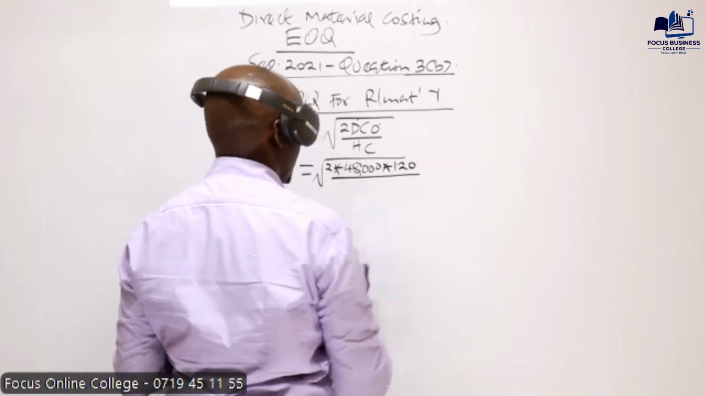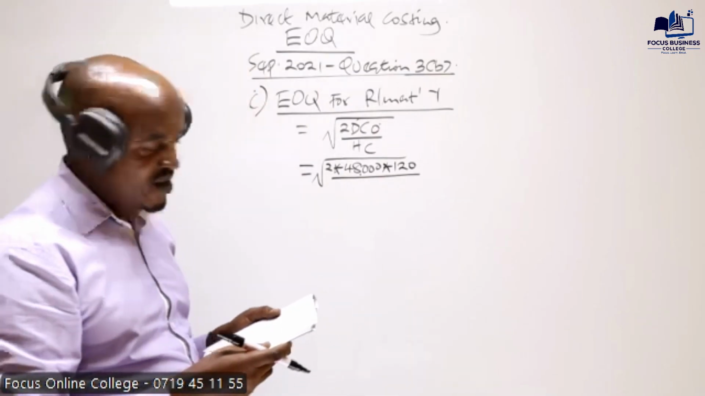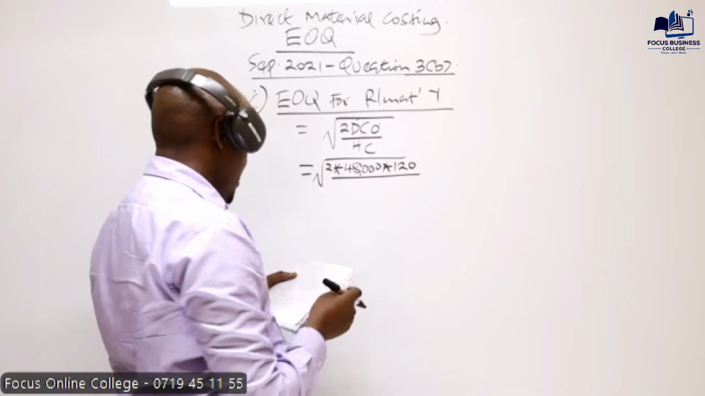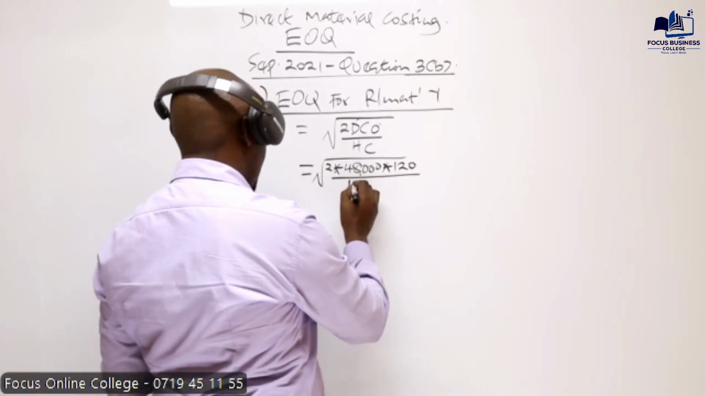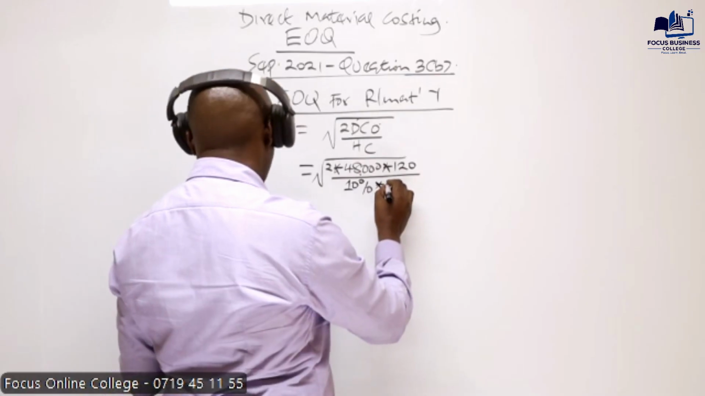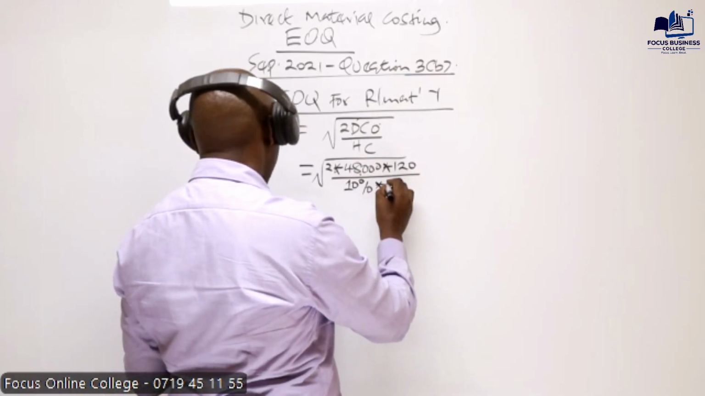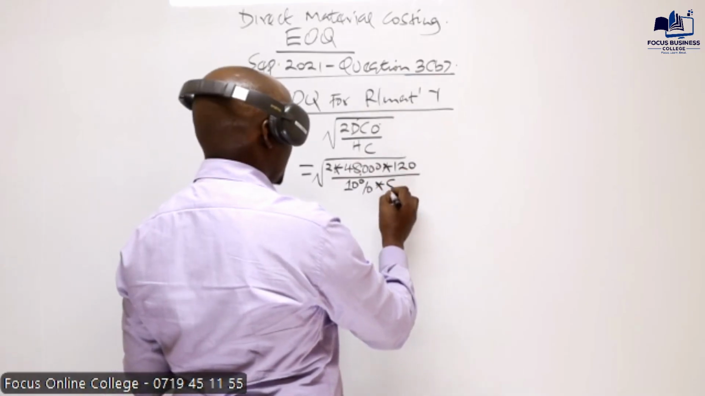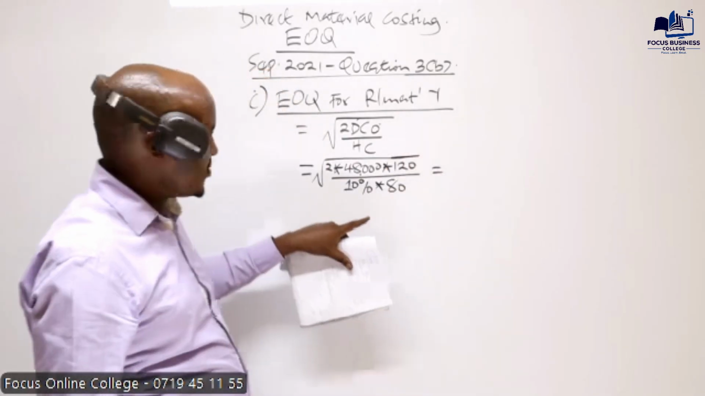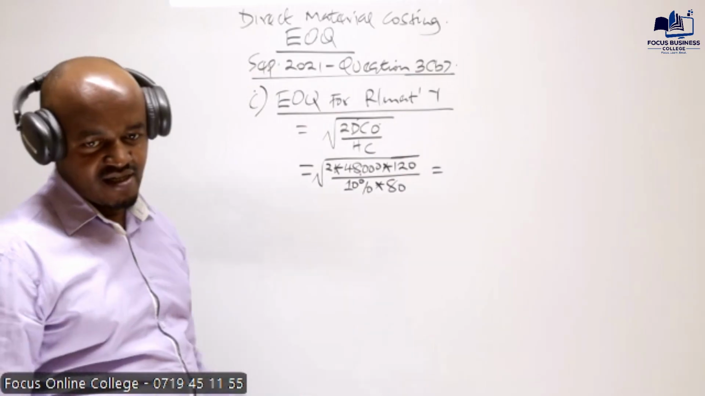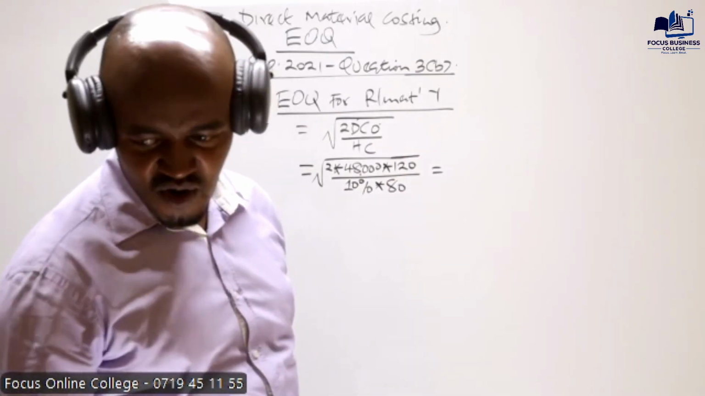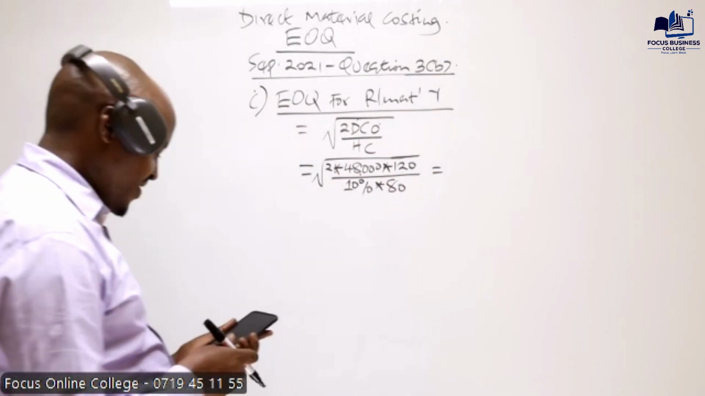And then we divide that with what? The holding cost. The holding cost in our case is 10%. You have already computed this. So this is basically 10% of the purchase price. The purchase price is basically 80. So this one will be 10% of the purchase price.